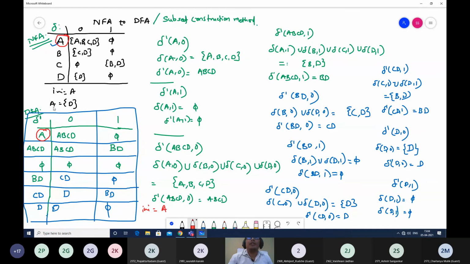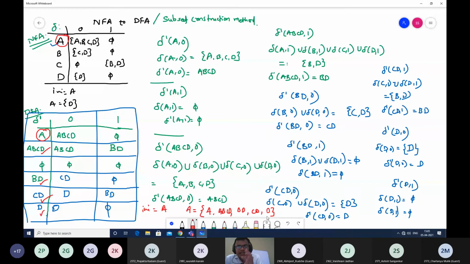What was accepting state of original NFA? It was D. Now, my dear students, D is coming in which all states over here? It is coming in this state, this one, and this one, right? So all these 4 states will be considered as accepting states for DFA. So what are accepting states of our DFA now? State ABCD, state BD, state CD, and state D.